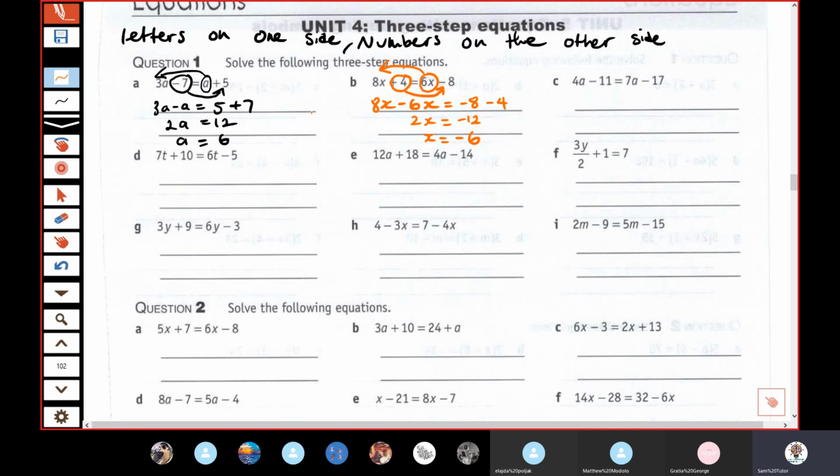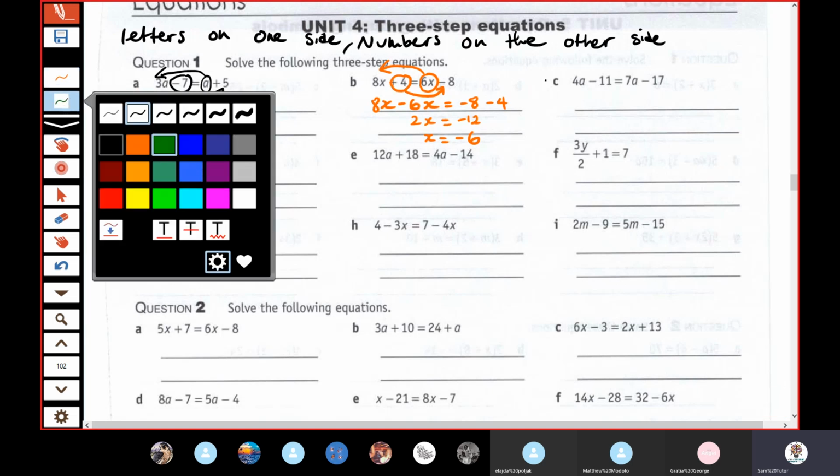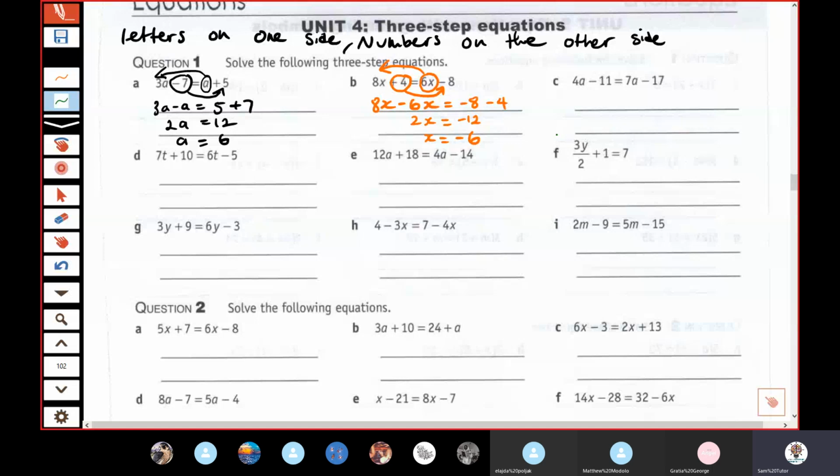Anyone not understand these two examples now? All right, let's give it another shot. It'll make more sense as we do more. So let's do D again. The 6t is going to come to the left. The positive 10 is going to come to the right.